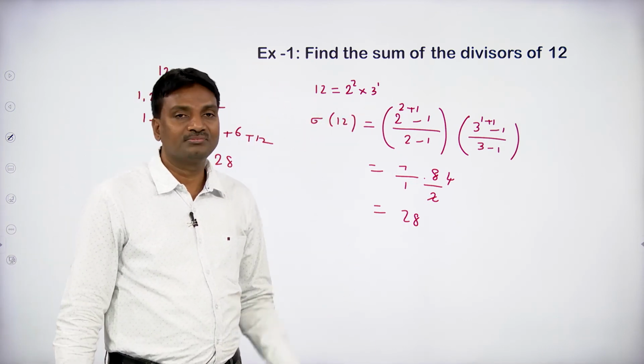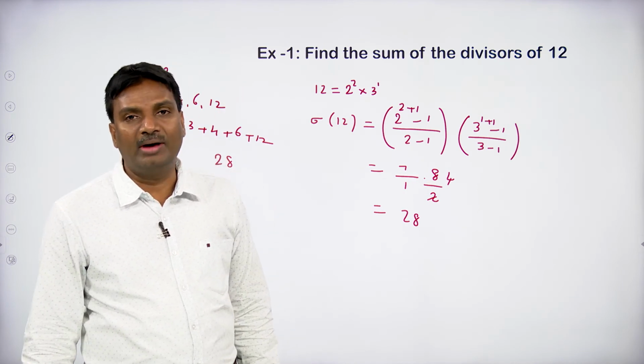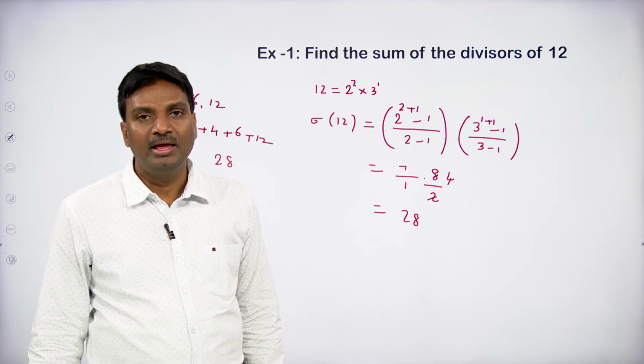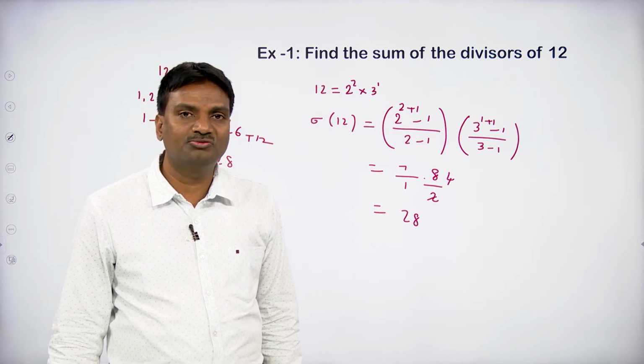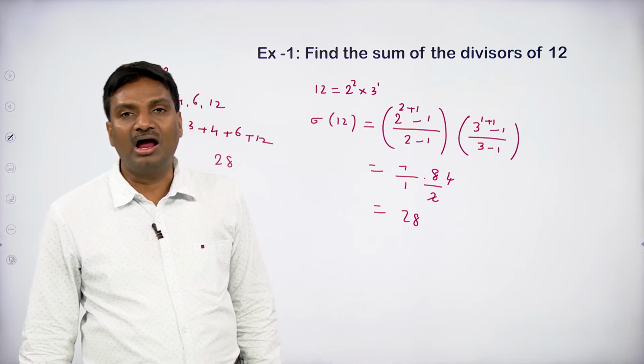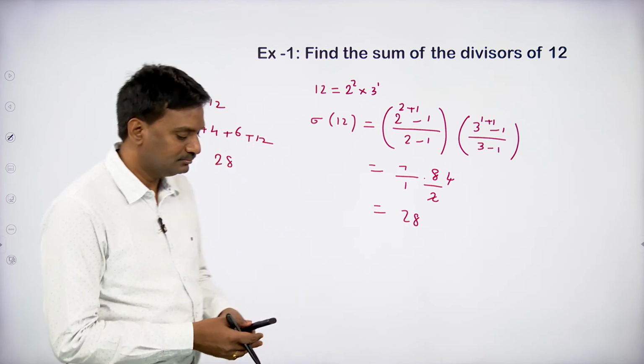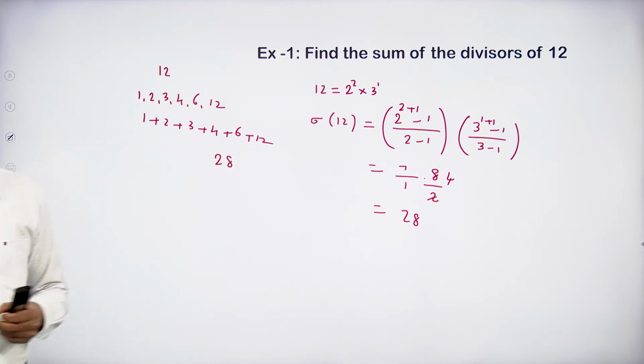use this formula. So sigma of n equals (p1 power alpha 1 plus 1 minus 1) by (p1 minus 1) into (p2 power alpha 2 plus 1 minus 1) by (p2 minus 1) into so on, (pk power alpha k plus 1 minus 1) by (pk minus 1). So take the screenshot.